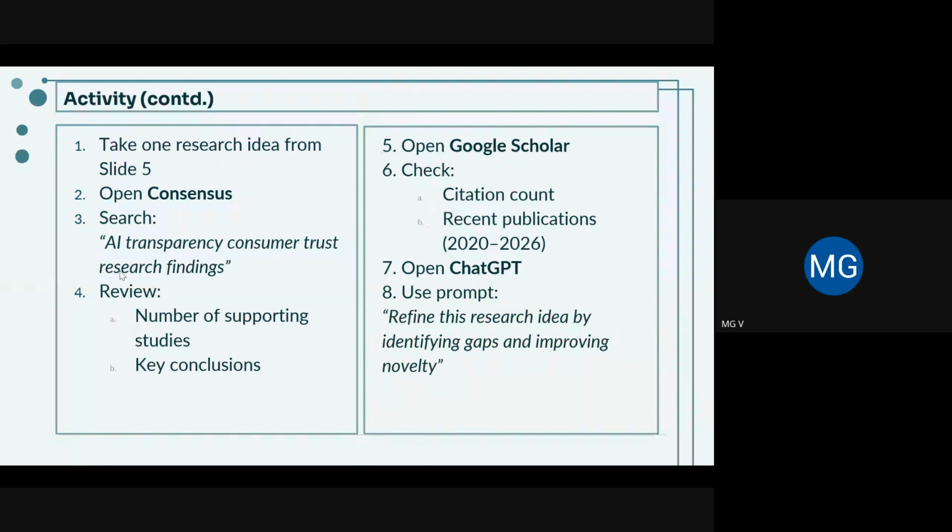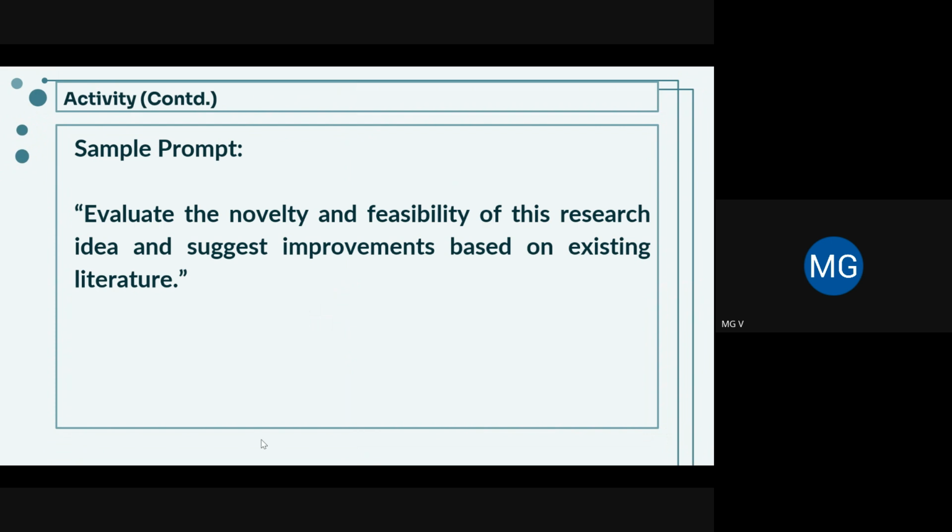Then we can open ChatGPT and use the prompt. Now see what to command. We can write, "Refine this research idea." This is the command or the prompt we are making use of in ChatGPT: refine this research idea by identifying research gaps and improving novelty. So basically, we need to train the AI tool we are using. The sample prompt is: evaluate the novelty and feasibility of this research idea and suggest improvements based on existing literature.